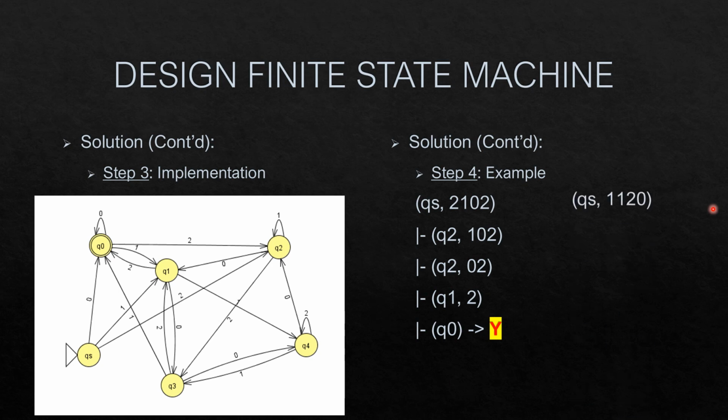Now, if we have QS 1120 as the input and we are in QS state, I have to transit to Q1 state. When I reach Q1 state, the next input I am getting is 1. So I have to transit to Q4 state. When I am in Q4 state and I get the next input as 2, I stay in the same state, that is Q4. If I am in Q4 state and I get the next input as 0, I transit to Q2 state and stay there, giving us the output as no, the ternary number 1120 is not divisible by 5.